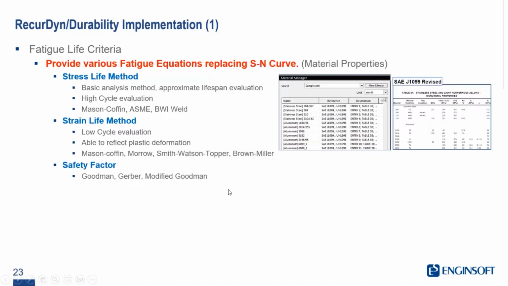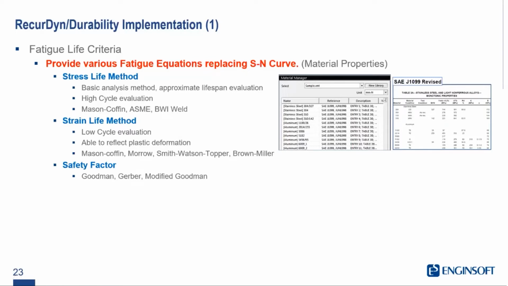So when you actually go into the software, there's various different methods that you can use, like we had talked about the Gerber or Goodman. There's a huge array of different correlations that you can apply depending on the type of model you're doing. For a generic high cycle evaluation, Mason Coffin is the default. For different scenarios, you might choose ASME or this weld model.